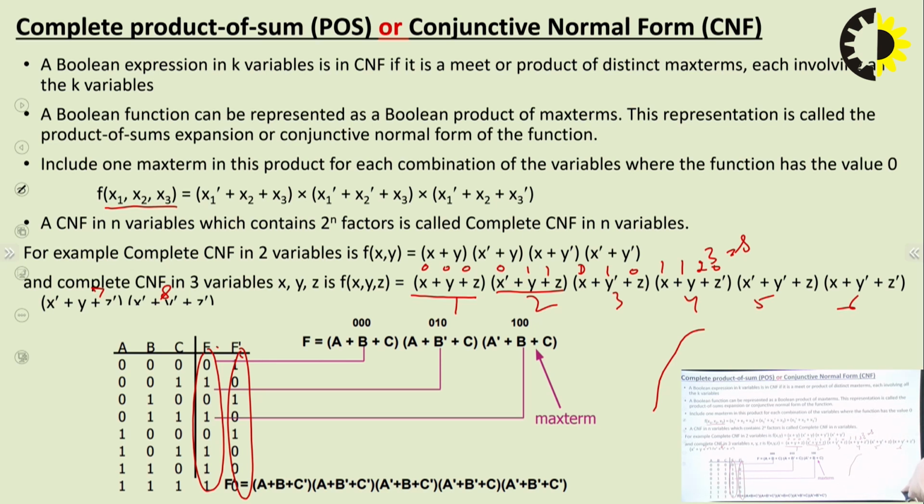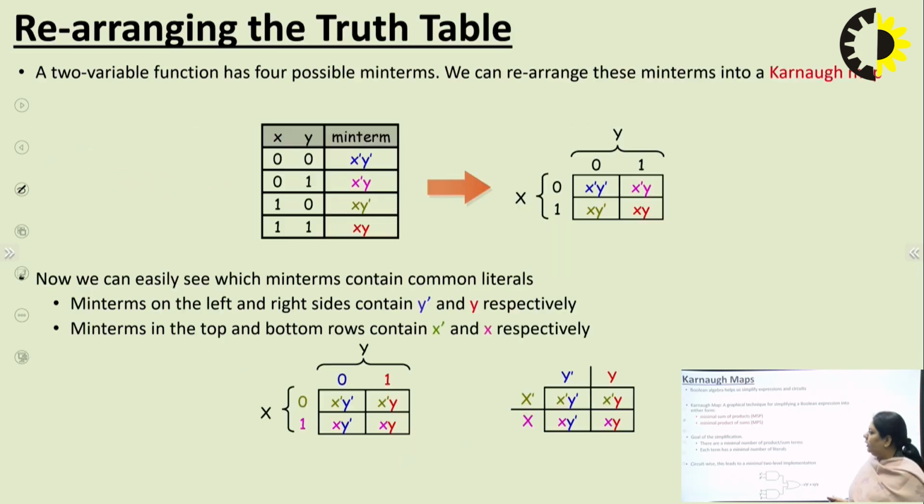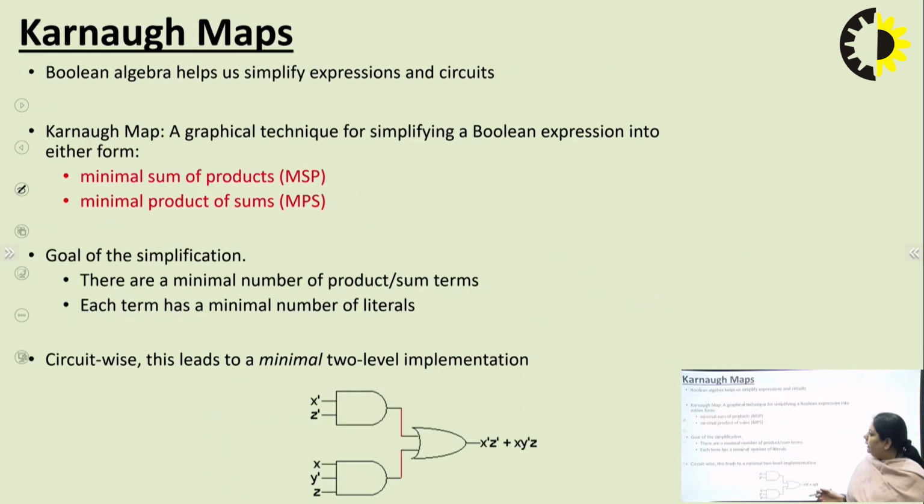So this is POS. Now, K-map, what we have to study. K-map is used to simplify these Boolean expressions. All these Boolean expressions with 2 variables, 3 variables, we are having a lot of variables here. So how can we reduce these expressions using the K-map? Because this expression is too large to write or too large to remember. So we can reduce this expression using the K-map.